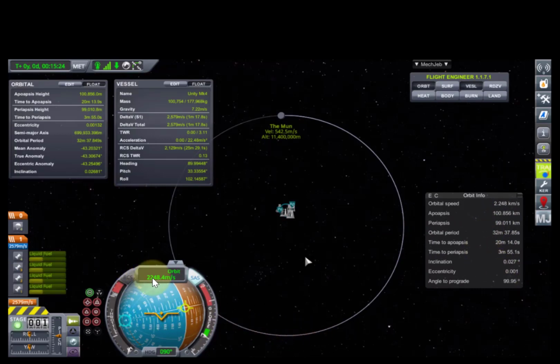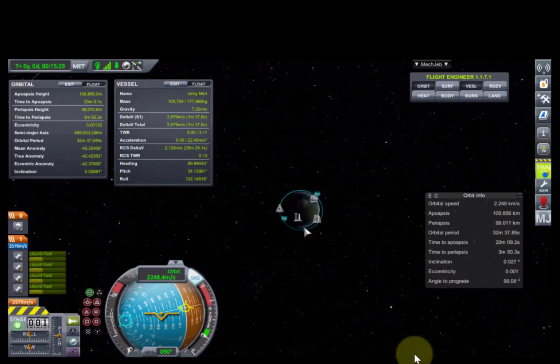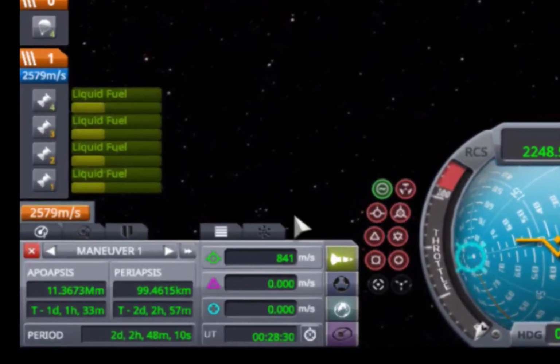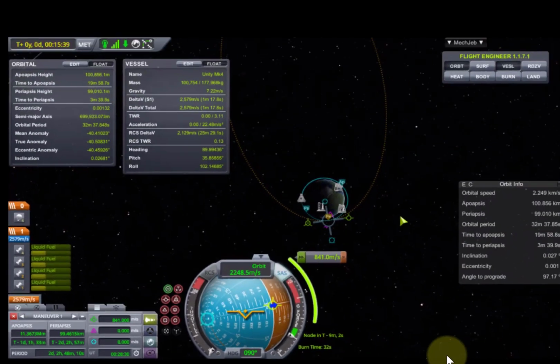The speed jumped up to 2248 meters per second because I think we're approaching a little closer to the periapsis at this moment, so the speed's a little bit higher. The periapsis is a little bit lower than 100 kilometers, and so the speed increases just a bit. So we're going to find some point on here to add a maneuver, increase our speed by 841 meters per second, and that gives us the transfer orbit out to the Mun.